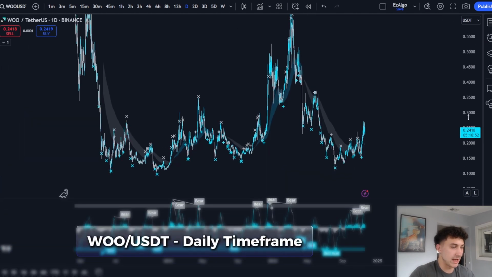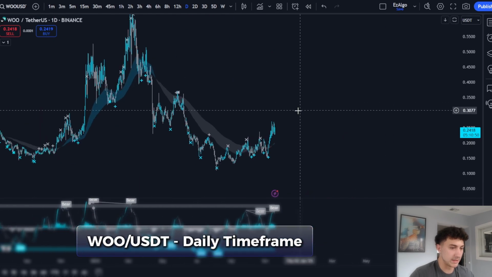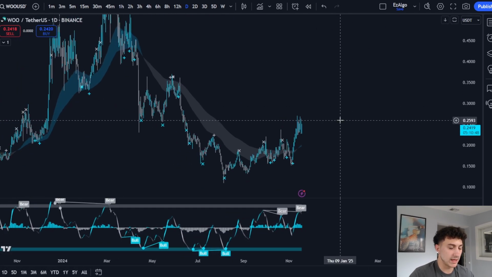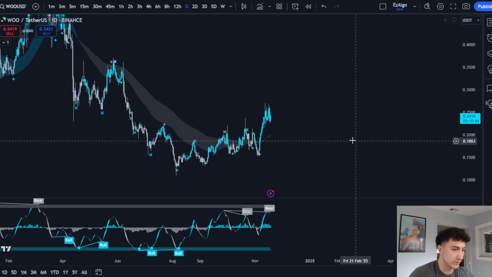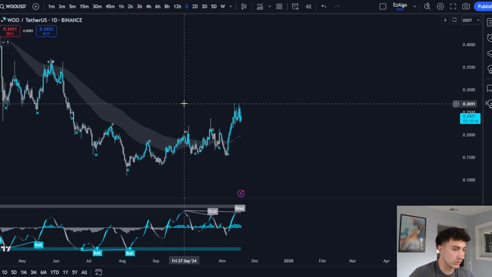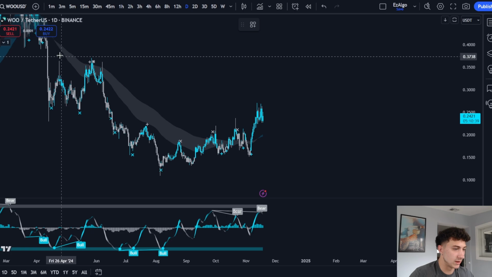Another setup I'm looking at is on WOO. Okay, again, I'm on a daily time frame. The first thing I'm doing is looking to see what my bias is. Do I have a long or short bias? Well, we can see the same thing here on WOO, right? We had lower lows and lower highs, right?